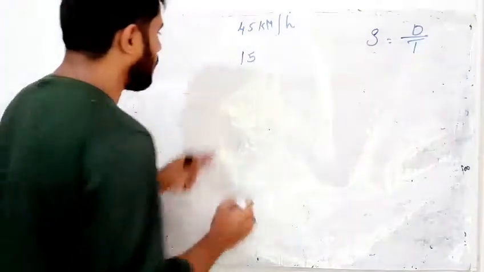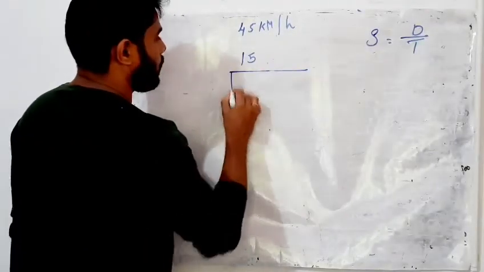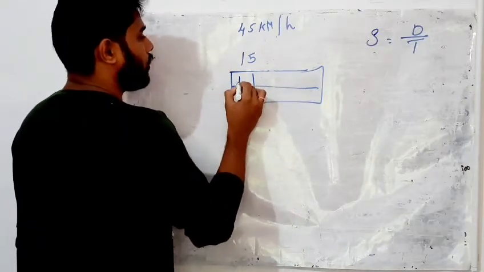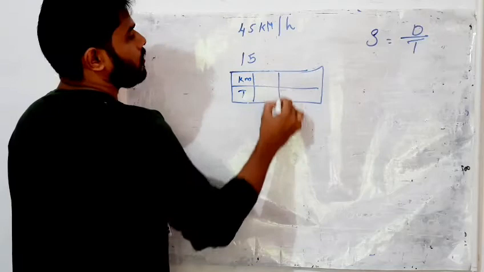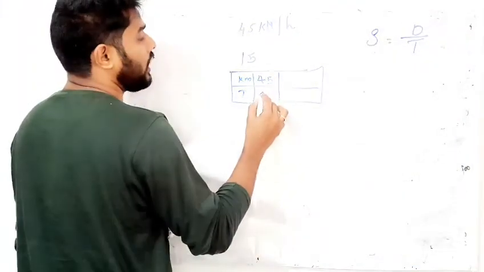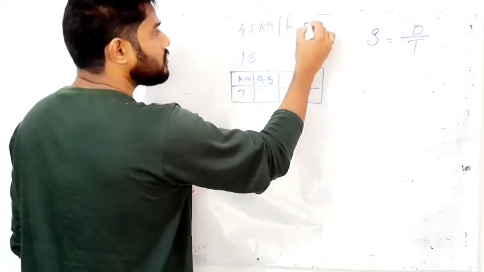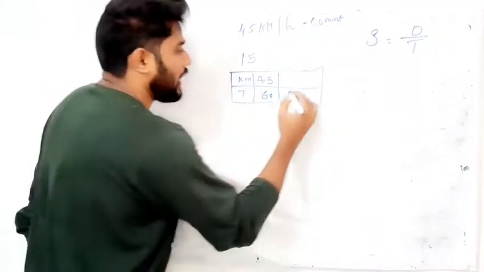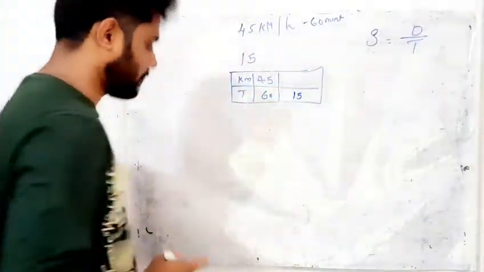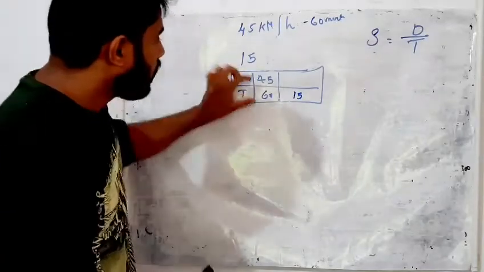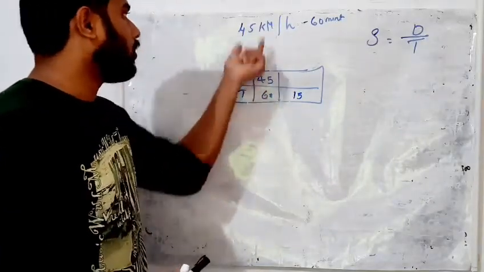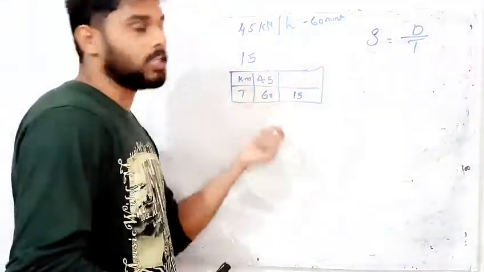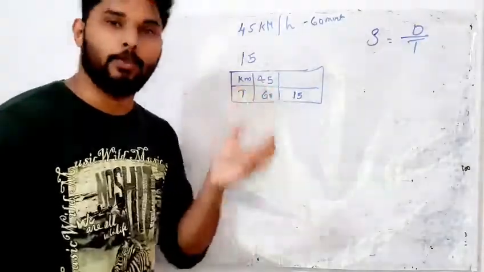According to your question, I will make a box here. I'll draw a box. You can see this one. Here, this is kilometer and this is time. First 45 kilometers, 1 hour. 1 hour means 60 minutes. Already you know that one. Now they are asking within 15 minutes how much it will cover. From this question we understand that the train needs 60 minutes to cover 45 kilometers, so within 15 minutes it will cover less than 45 kilometers only.